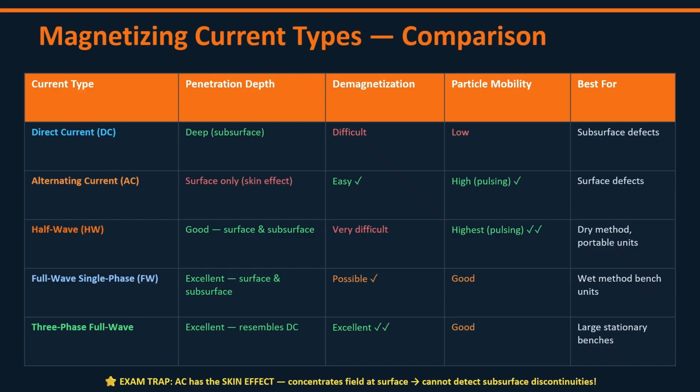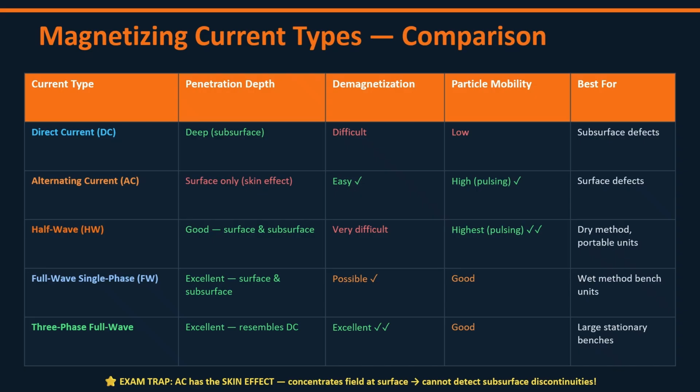That pulsing gives excellent particle mobility, which is particularly useful in dry powder applications. Unlike simple AC, it can provide a more useful response for near-surface discontinuities. Its major disadvantage is that it does not provide effective directional reversal for conventional demagnetization. Full-wave rectified current gives a pulsating direct current type of magnetic field and can provide good penetration. Depending on the equipment, it can also be used for demagnetization. Three-phase full-wave systems are commonly associated with larger stationary equipment.